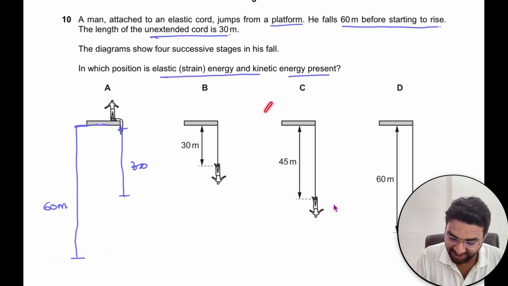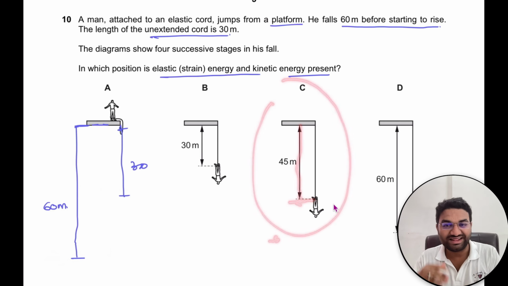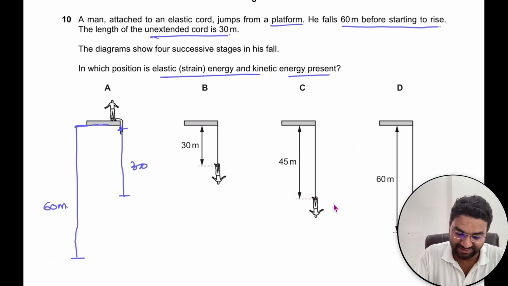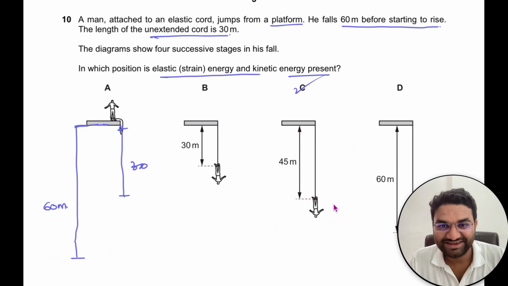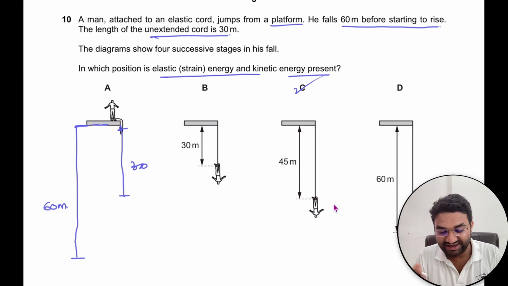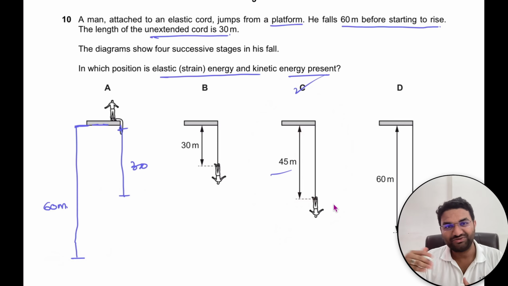We have a C option here. You can see it's 45 meters, and that is the only option we have available here. So the answer is C. Getting it? Because of the man's weight, the unextended cord will stretch by a certain length, right? And we have to assume here it's 45 meters. And that is how we have to come to the conclusion as well.